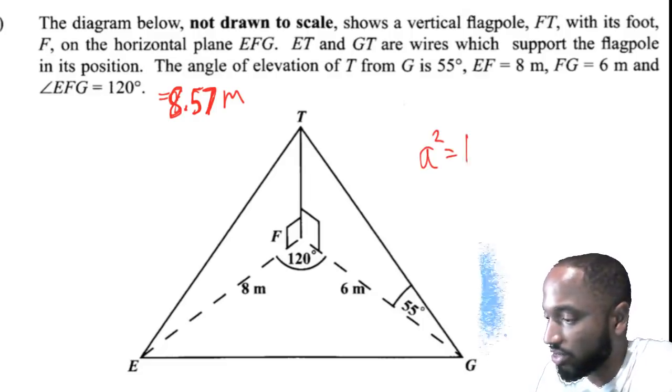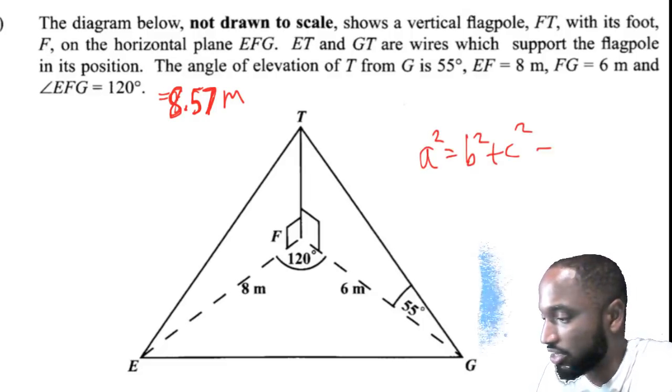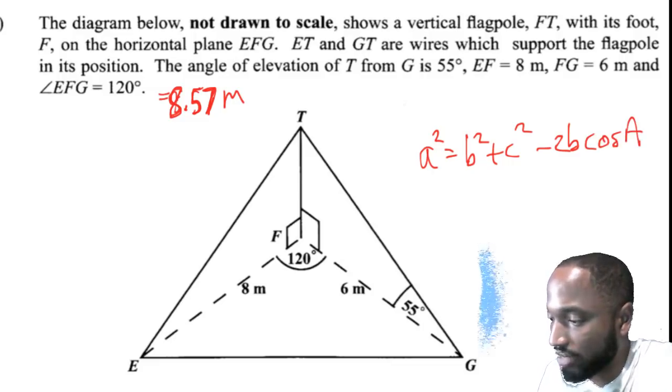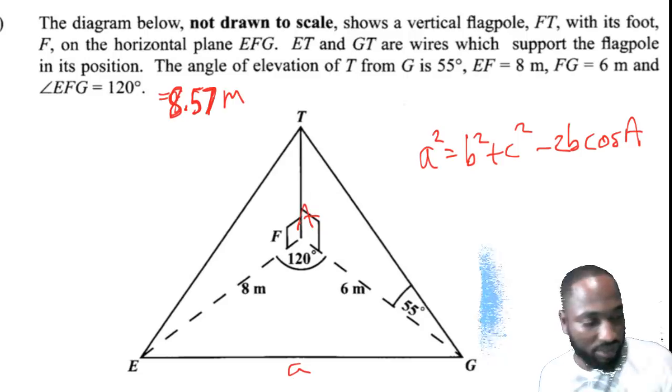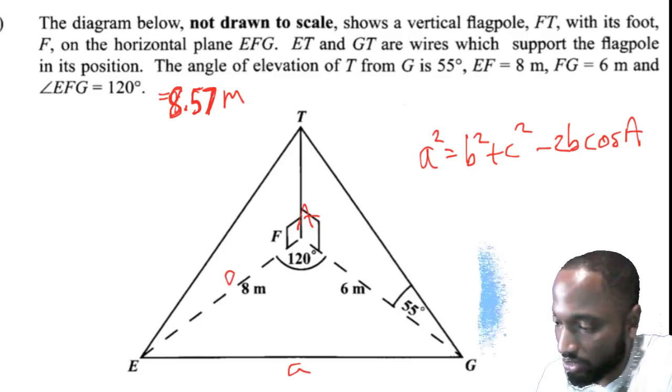So a squared is equal to b squared plus c squared minus 2bc cos of capital A. Let's name them. This is capital A, this is B, and this is C.